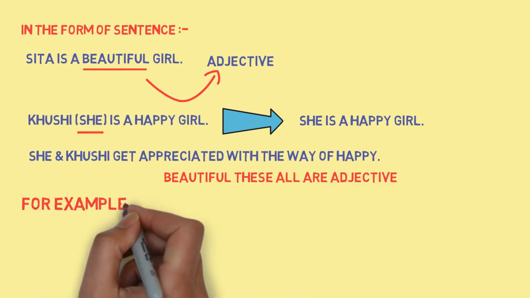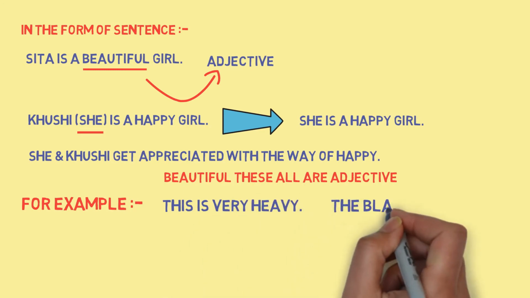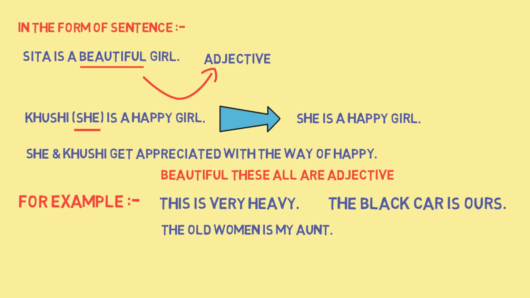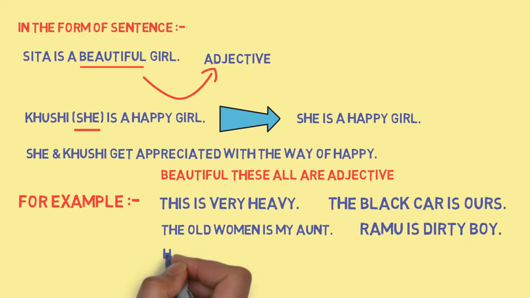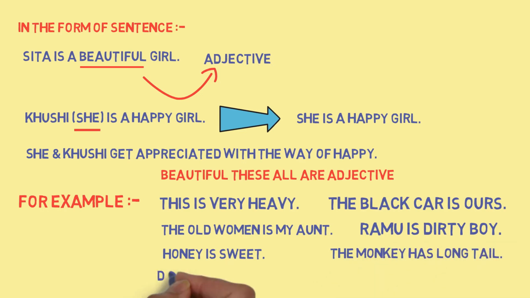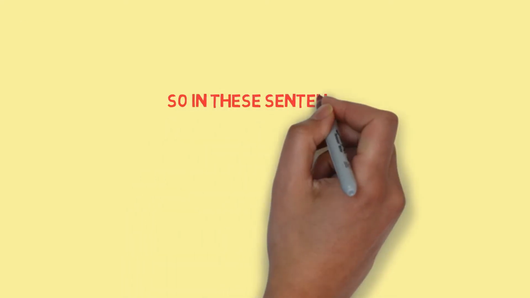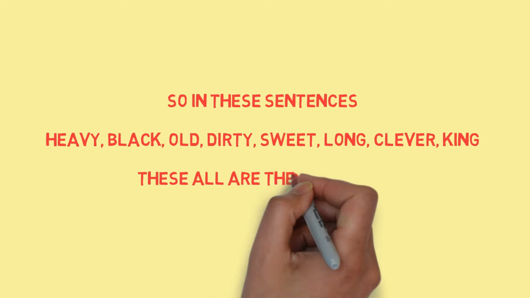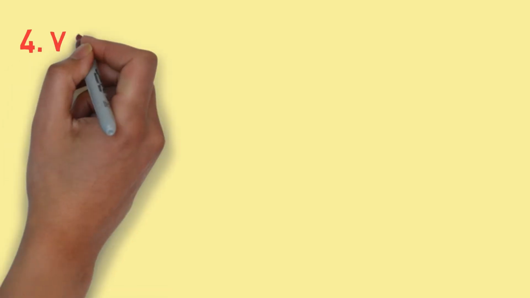For example, in more forms: this is very heavy. Second example, the black car is ours. Third example, the old woman is my aunt. Fourth, Ramu is a dirty boy. Fifth, honey is sweet. The monkey has a long tail. Deepika is a clever girl. Ashok was a king. So in these sentences, happy, black, old, dirty, sweet, long, clever, king, these all are the adjectives.